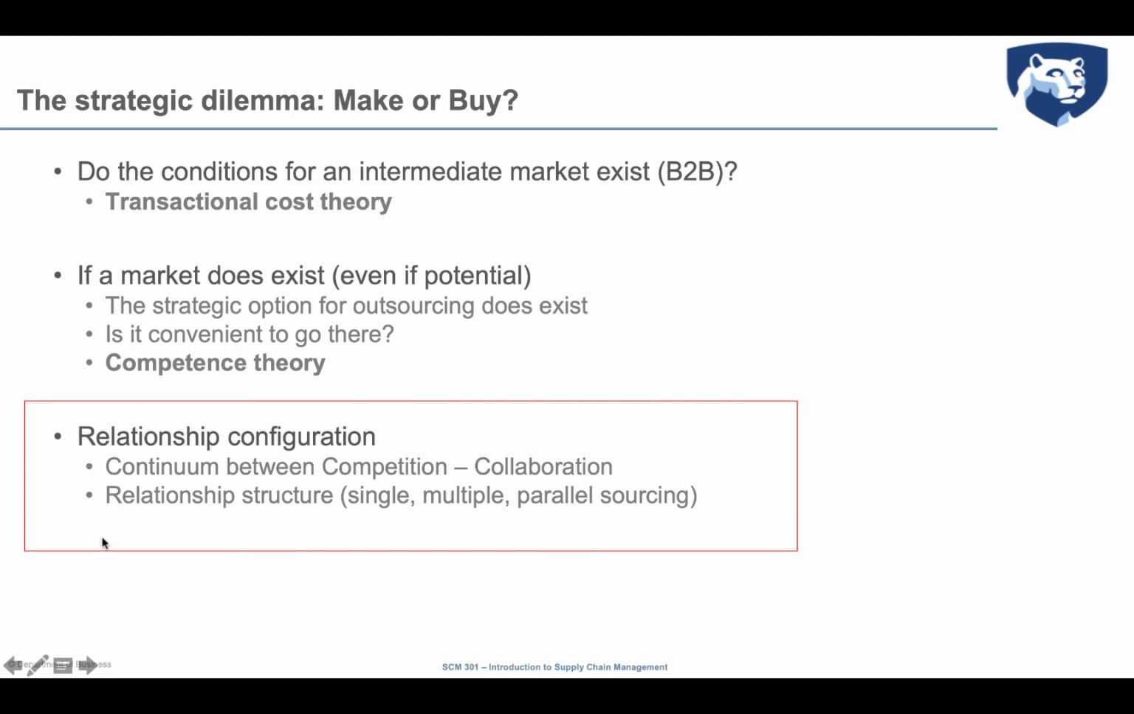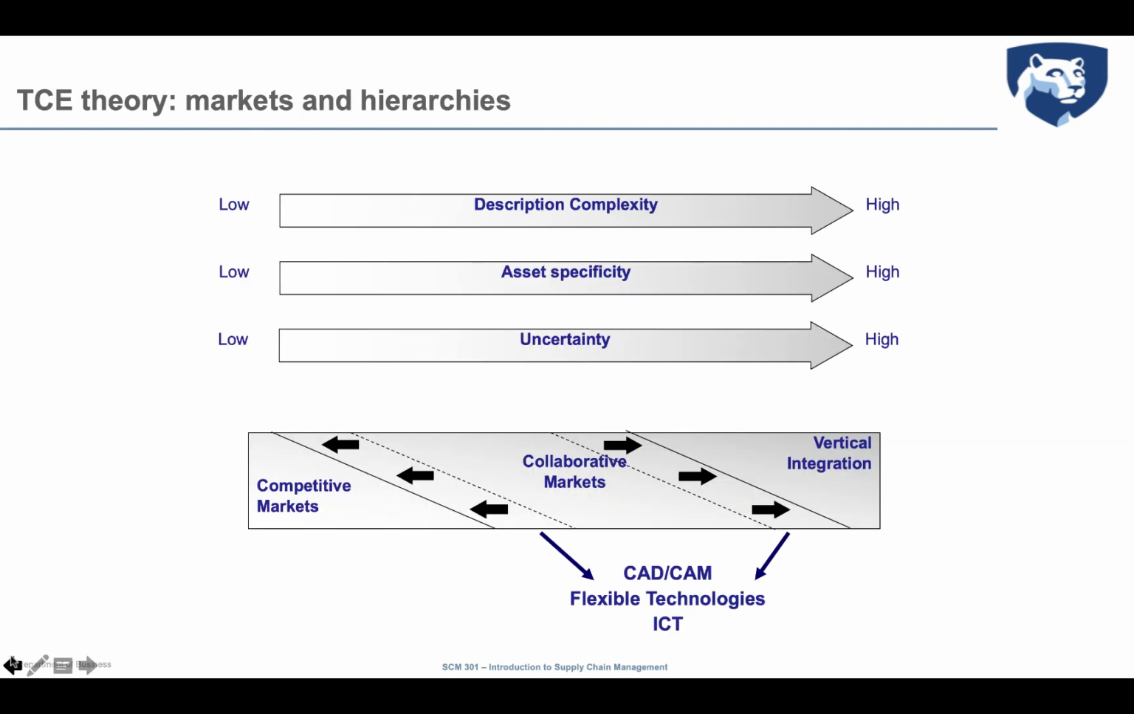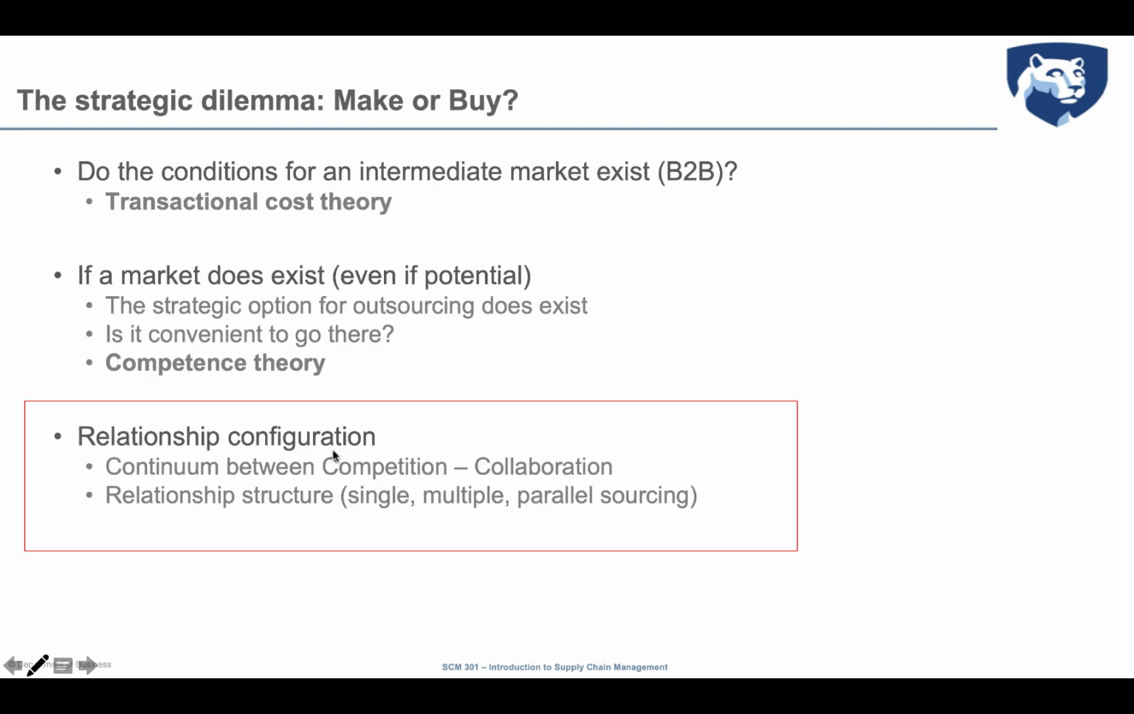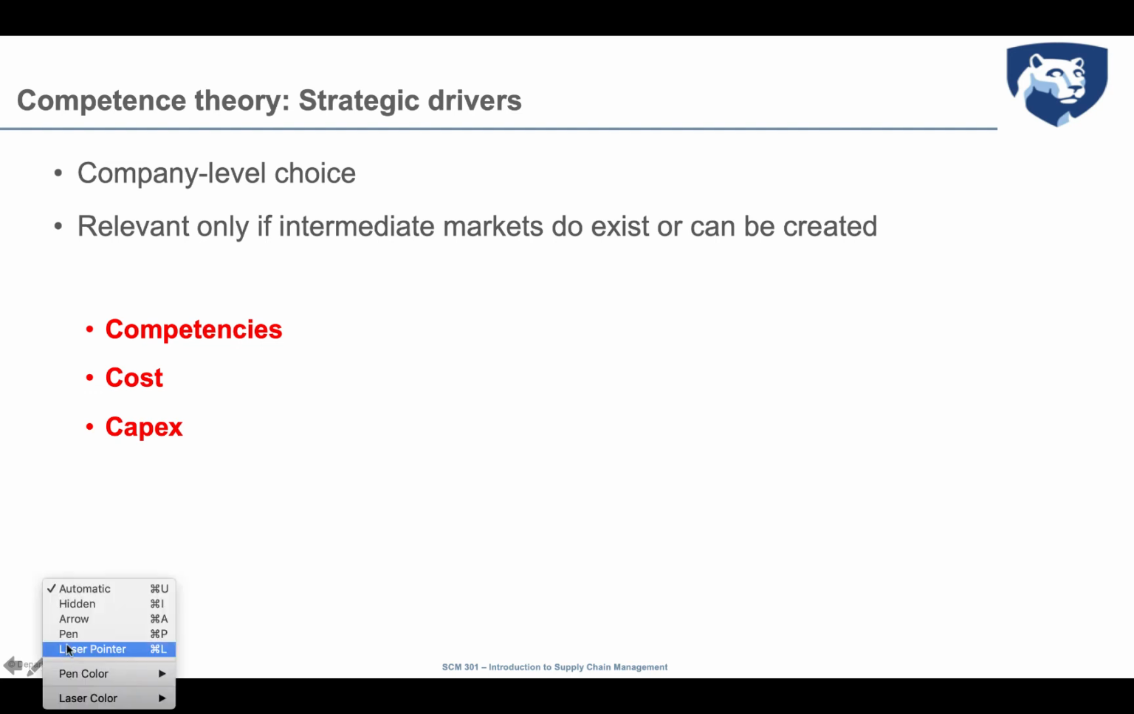The other point is that if a market exists, it is not said that we need to go on the market, because we need to evaluate the so-called strategic drivers. So if a market exists, independently from whether these drivers indicate that a collaborative or a competitive market is present, I decide to buy something on the market only if the 3C, competence, cost, and capex, tell me that there is convenience to do that.